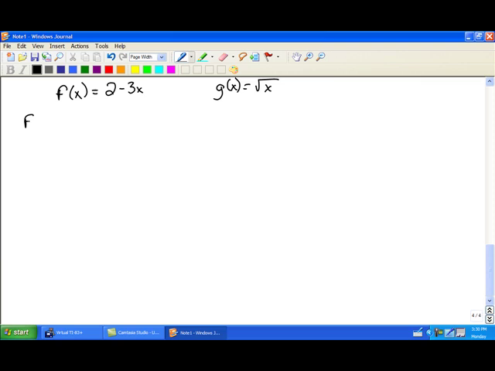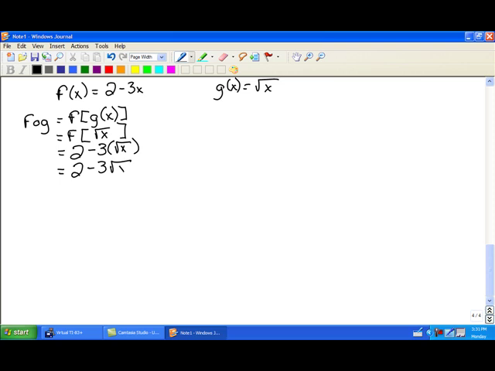In this example, if we were going to do f composed with g, that means the f is on the outside, the g is on the inside. We're going to replace the inside function. The g of x is the same as the square root of x. And now the square root of x becomes the x that we actually use in the f function. The f function says 2 minus 3 times my x, which is now the square root of x. Cleaning that up, that's just going to be 2 minus 3 times the square root of x. Backwards, g composed with f of x means g is on the outside and f is on the inside.